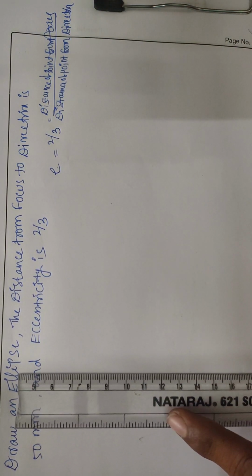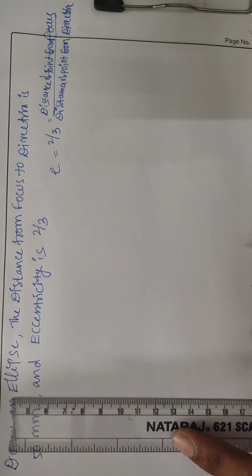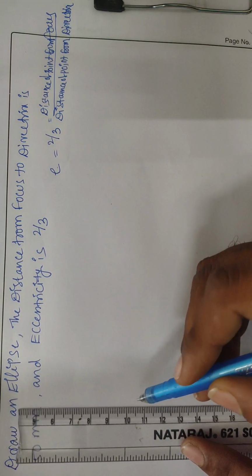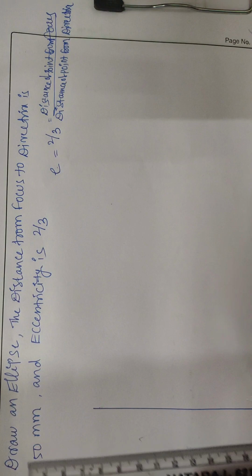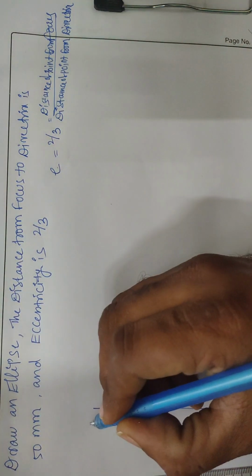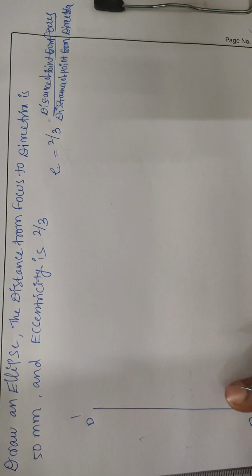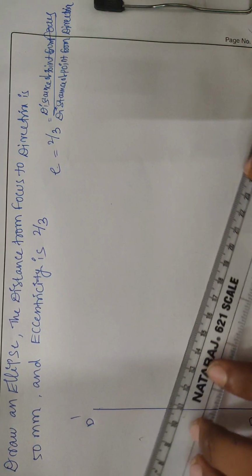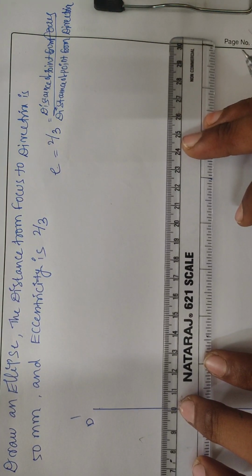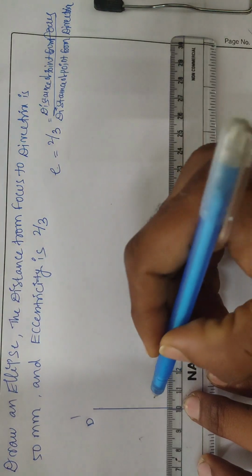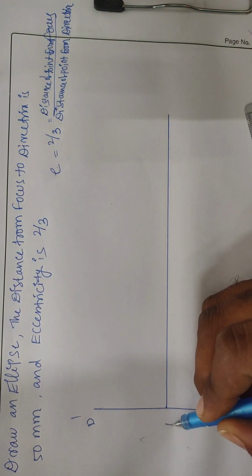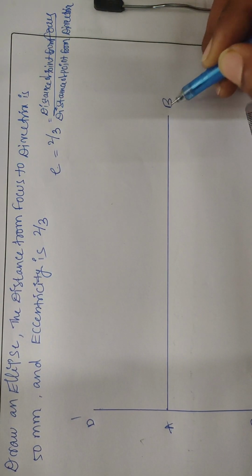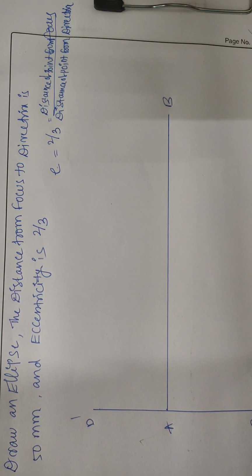First we need to write a directrix line. It is a straight vertical line that we need to write aside. I am giving this as D and D dash. This is your directrix line as well as fixed straight line. And next, perpendicular to this we have a principal axis called AB. This is the principal axis that we call in construction of ellipse.